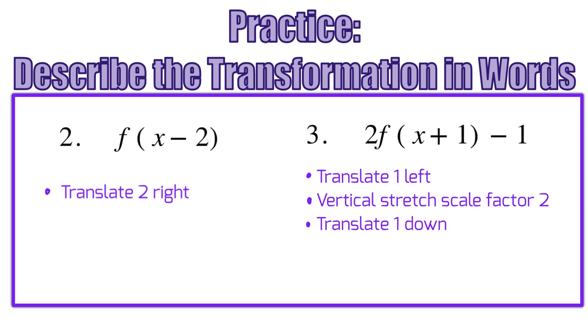All right, hopefully you had enough time to look through those. If not, pause it and don't look at the screen. But here we have a translation to the right because this -2 is inside the parentheses and the opposite of what we think. So -2 actually means right. Here it has to be listed in this exact order. 1 to the left, vertical stretch by a scale factor of 2, and then translating down 1. Okay, I'm going to put one last example up for you to try on your own.